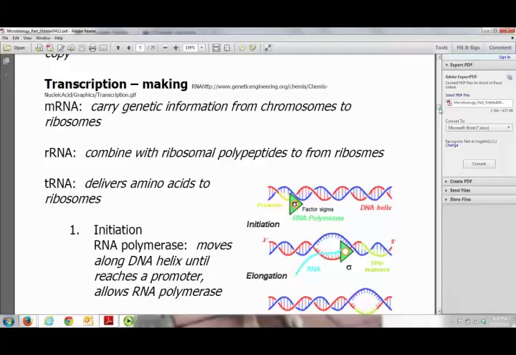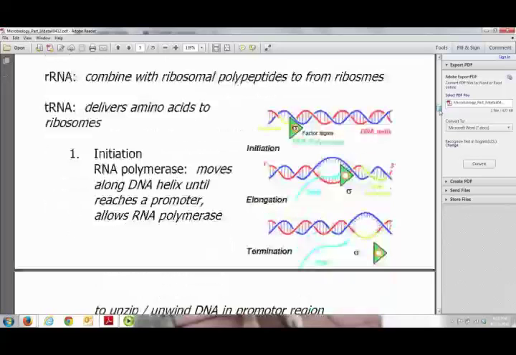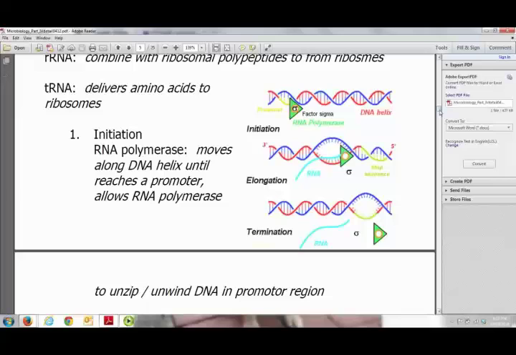We also have ribosomal RNA, or rRNA. This will combine with ribosomal polypeptides to form ribosomes, so the rRNA itself actually folds up and creates part of the ribosomal structure. The tRNA, or transfer RNA, is going to be the one that delivers the amino acids to the ribosomes. It has a portion called the anticodon that will be complementary and bond to the codon, helping to make sure that you only bring the correct amino acid.